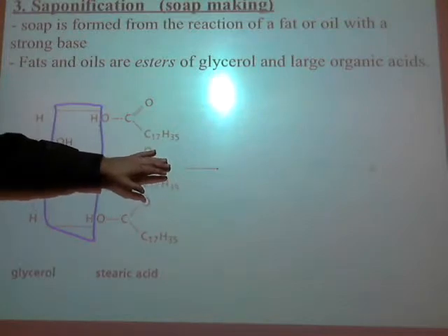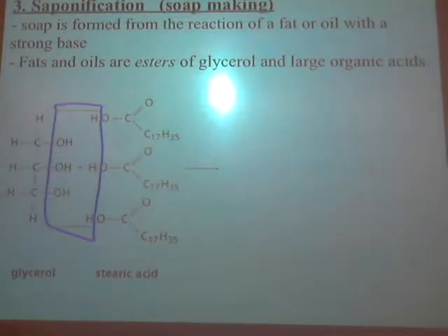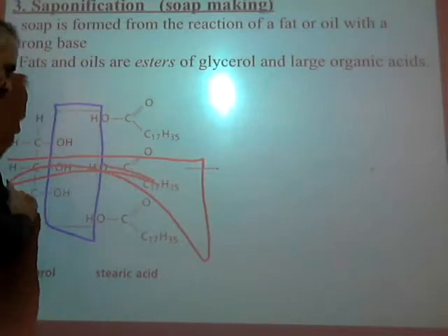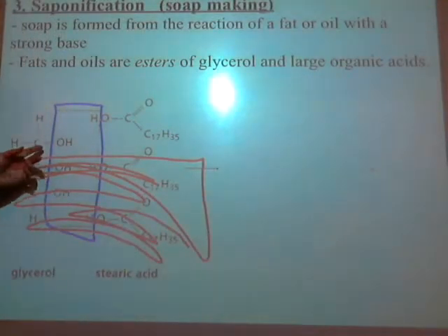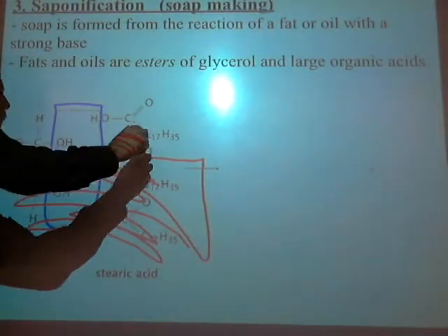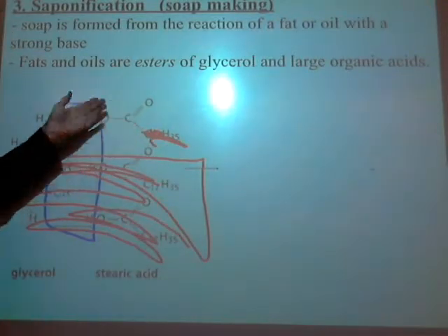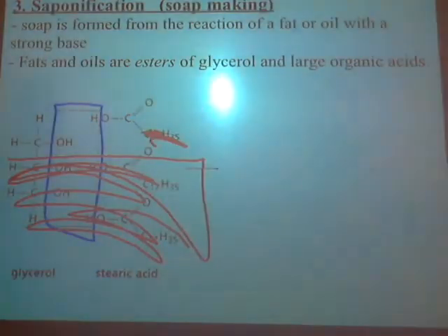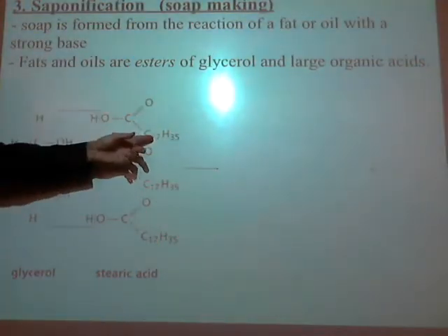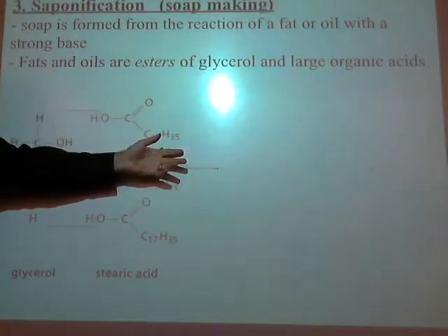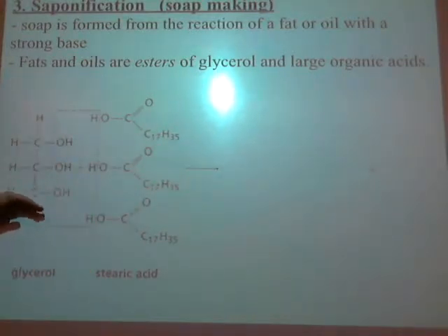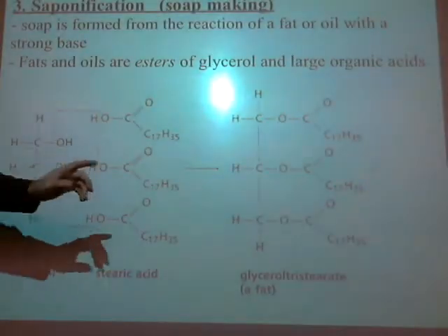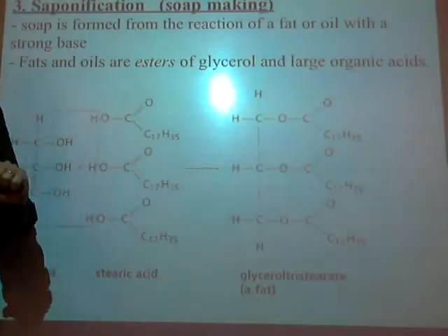Stop writing for a second. If I didn't have the bottom half of this, if it was just not there, it'd be like methanol plus methanoic acid would give me methyl methanoate. Well, you're just doing this, but it's not just one carbon, it's 17 carbons long, and you're doing it at 3 different places on that glycerol molecule. That's why you get all these guys coming together to make that, which is called glycerol tristearate.